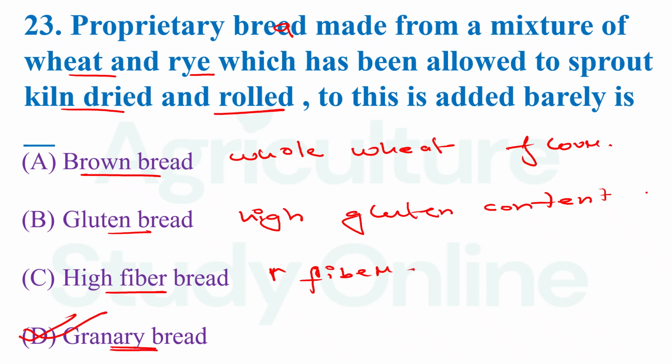It is made from a mixture of wheat and malted grains, that is rye and wheat. These grains are sprouted, malted, cleaned, dried and then rolled, and then they are added to the flour. So the correct option will be D.